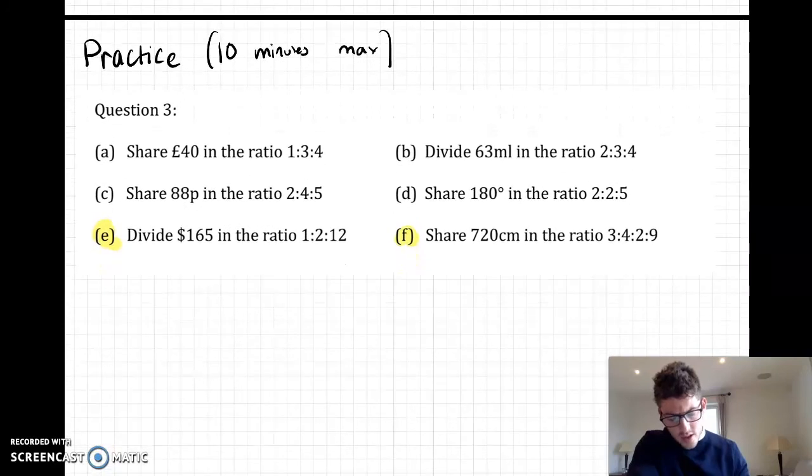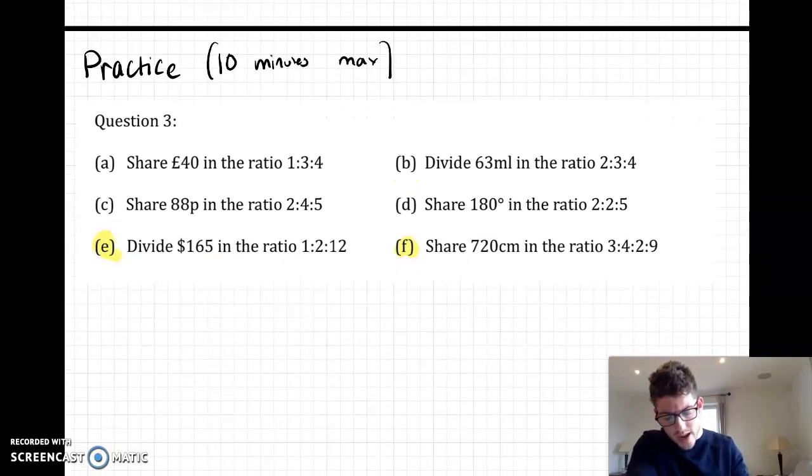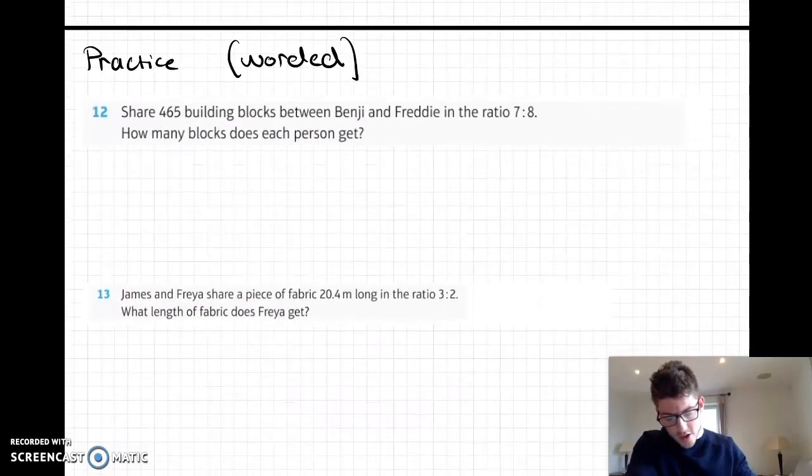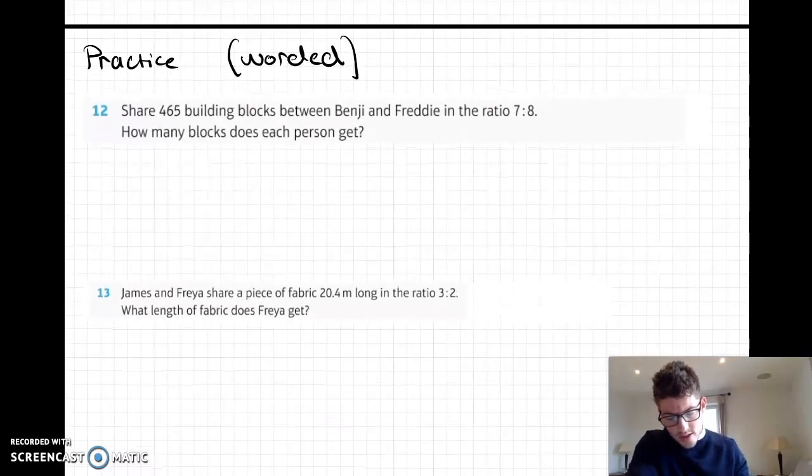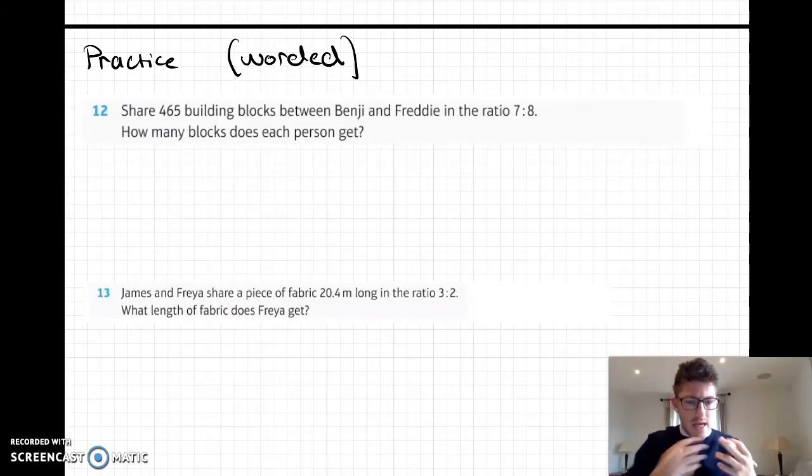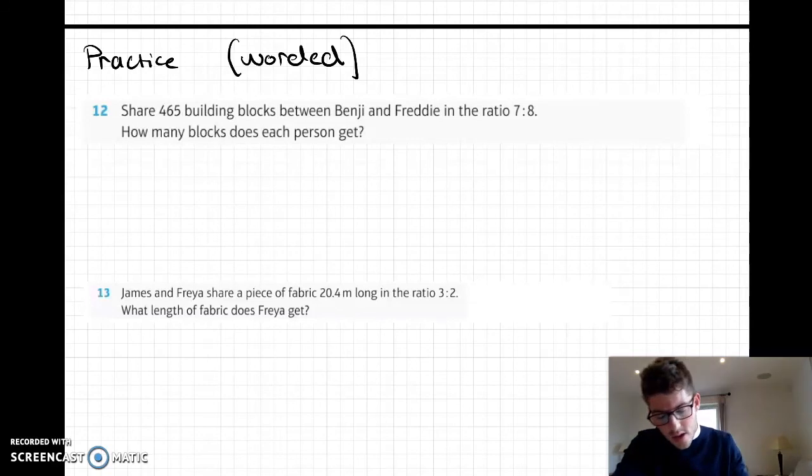Practice questions. I want to get at least 4 done, A, B, C, and D. And if you have time, can you have a look at the 2 extension questions I've highlighted here? And then you've got 2 practice questions, but they're worded. Again, same thing, break the question apart.